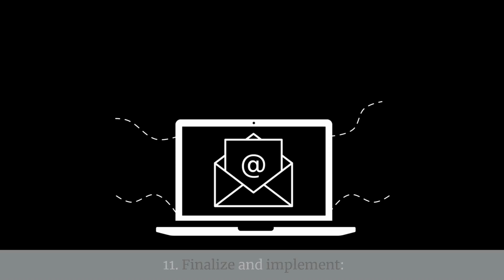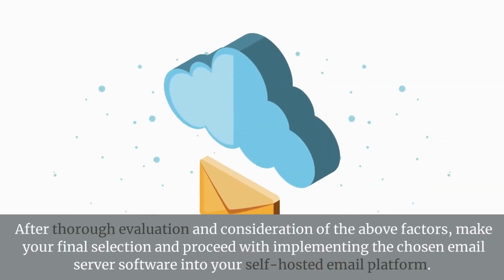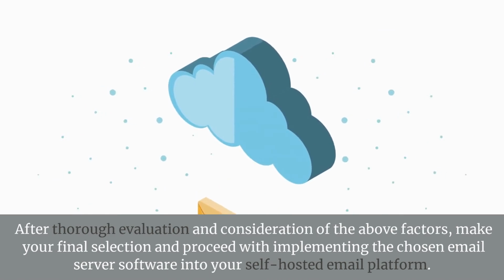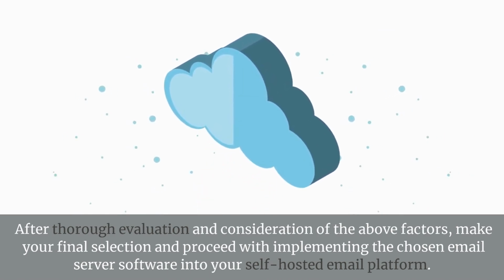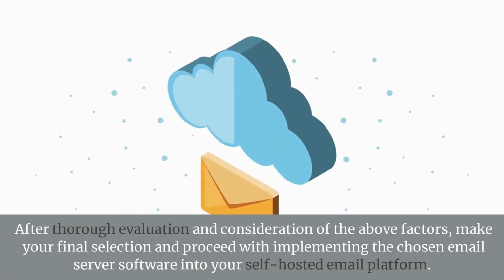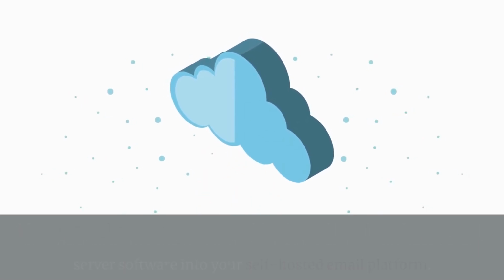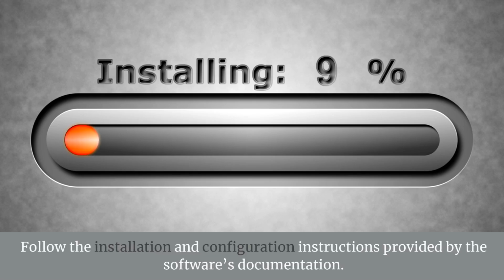11. Finalize and implement. After thorough evaluation and consideration of the above factors, make your final selection and proceed with implementing the chosen email server software into your self-hosted email platform. Follow the installation and configuration instructions provided by the software's documentation.